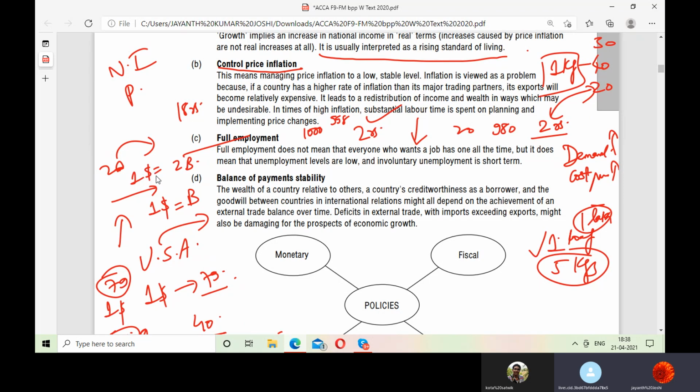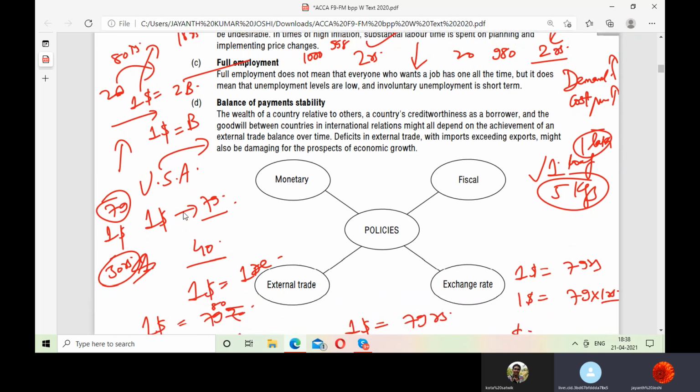Okay. So what he can do when he comes to India, he gives $1 to the bank, he gets 80 rupees, he gets two burgers. In the United States, he gets only one burger. So Indian exports are very cheap for the United States.